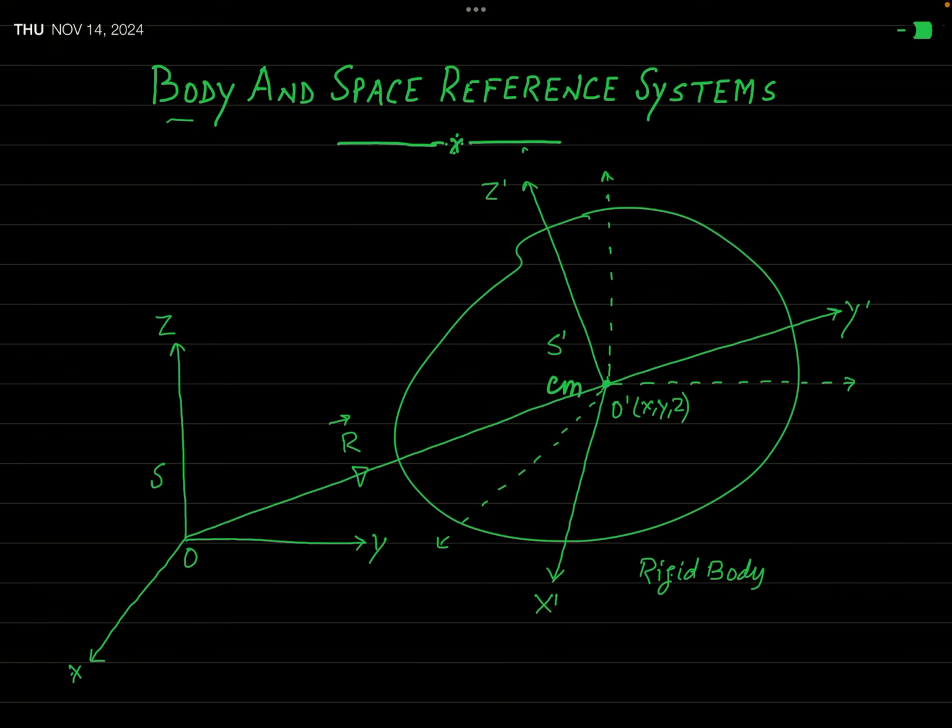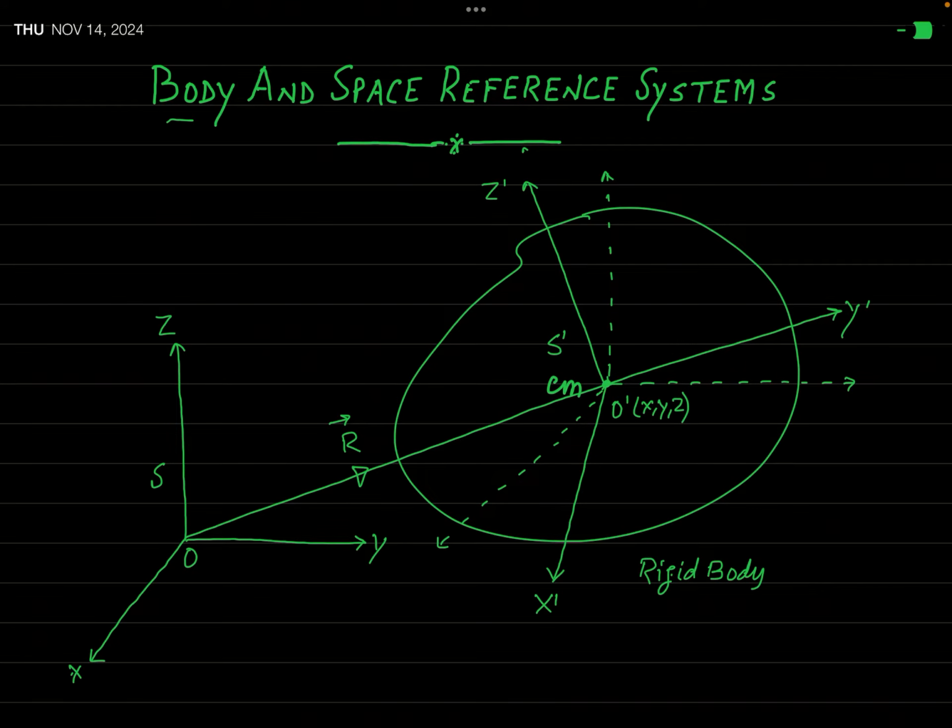Actually, when you say a body coordinate system, what does it mean? A body coordinate system means a coordinate system or a reference frame which is fixed in the rigid body. And the coordinate axes of this reference frame are known as the body set of axes.